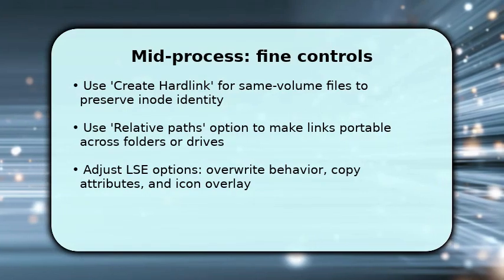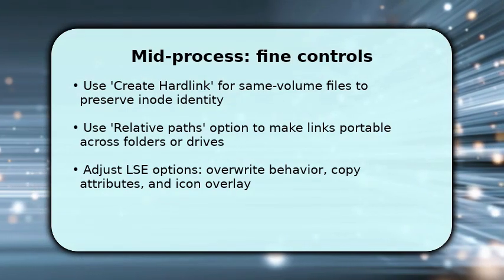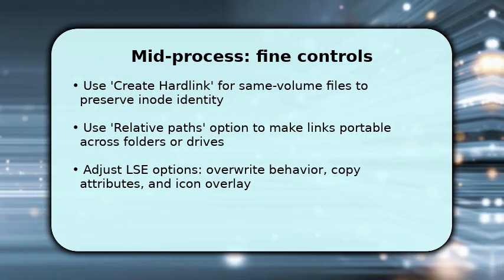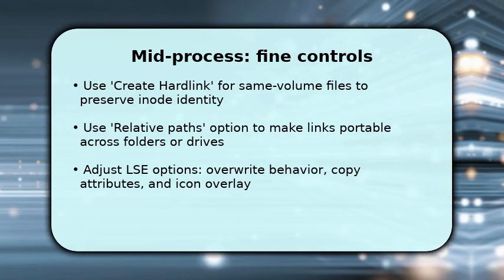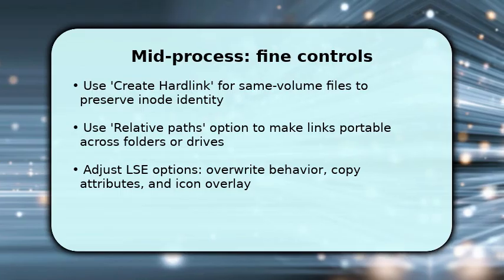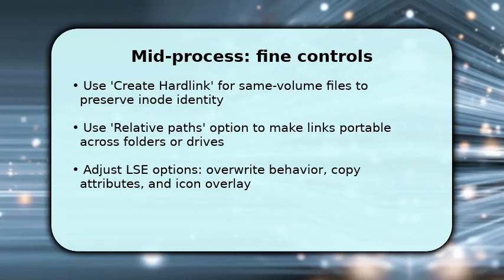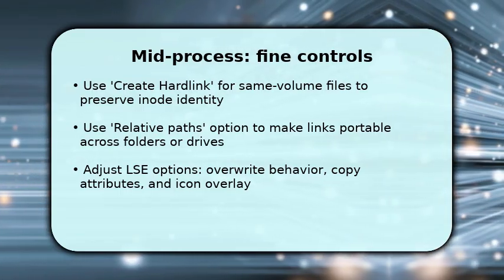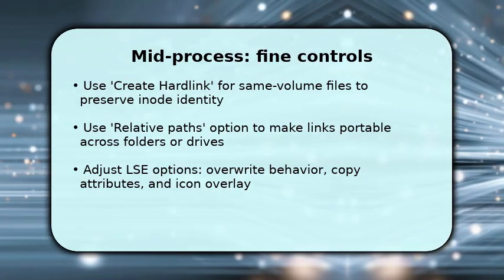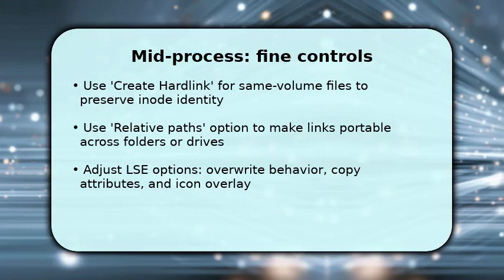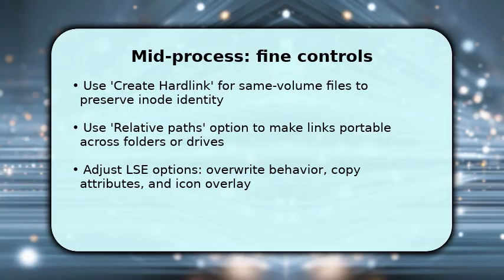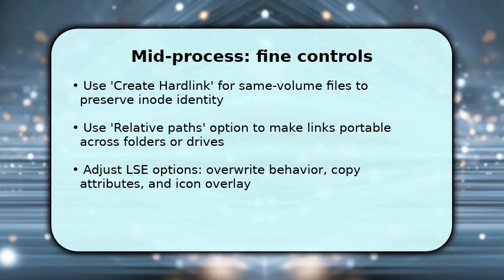Once you pick the source, fine-tune how the link behaves. Open LSE options to set relative versus absolute paths. Relative paths make copies portable, while absolute paths lock to full locations. If working on the same volume, choose a hard link to share data and permissions. Choose junctions for directory trees. Use overwrite and attribute copying flags when replacing existing items. Finally, test the link by opening or editing the target to confirm it points exactly where you intended.